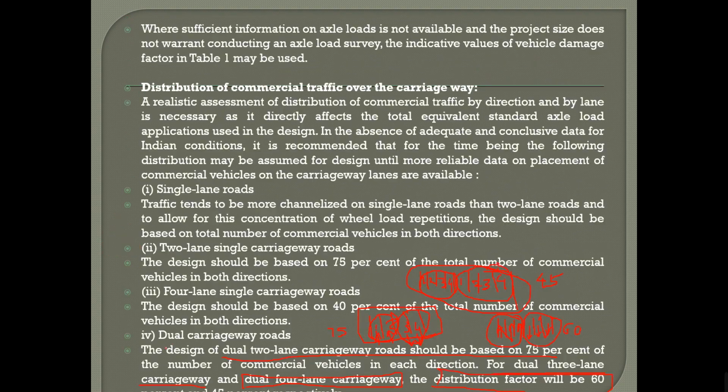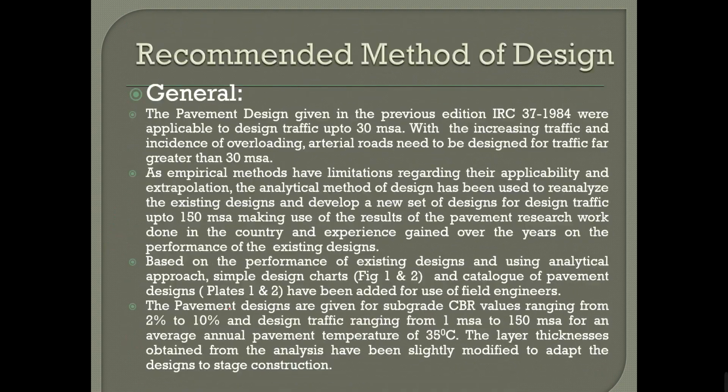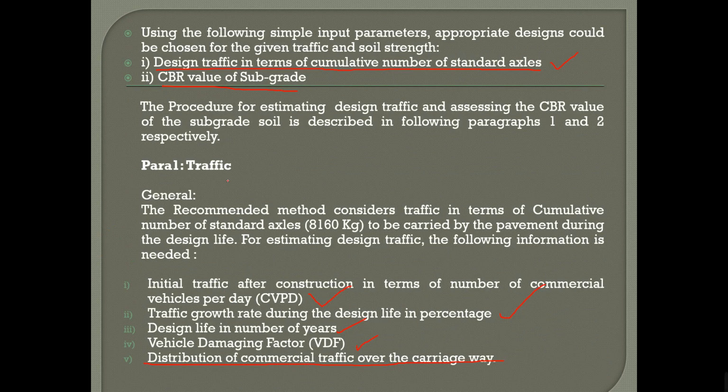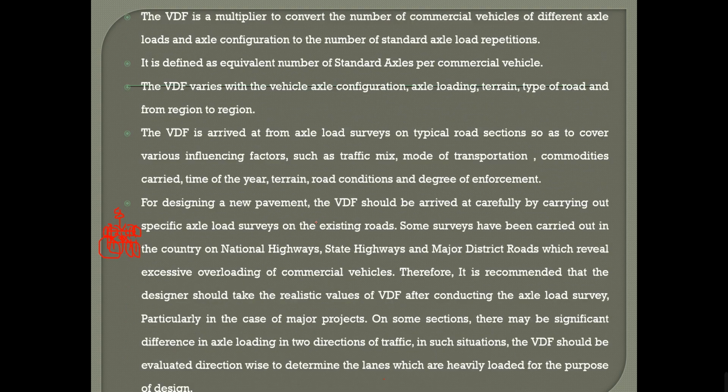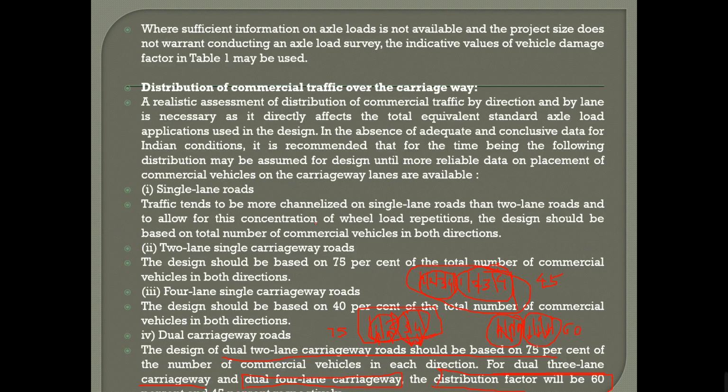So I'm going to first of all consider this parameter, design traffic in terms of cumulative number of standard axles. How are you going to calculate this? It is going to be represented as N, design traffic in terms of cumulative number of standard axles. For knowing the value of N, we require many parameters which have to be studied to be substituted in the given formula. Later on, we also require the value of CBR in terms of percentage of the soil subgrade. With reference to these two, there are many charts by virtue of which you can decide the thickness of flexible pavement, right?